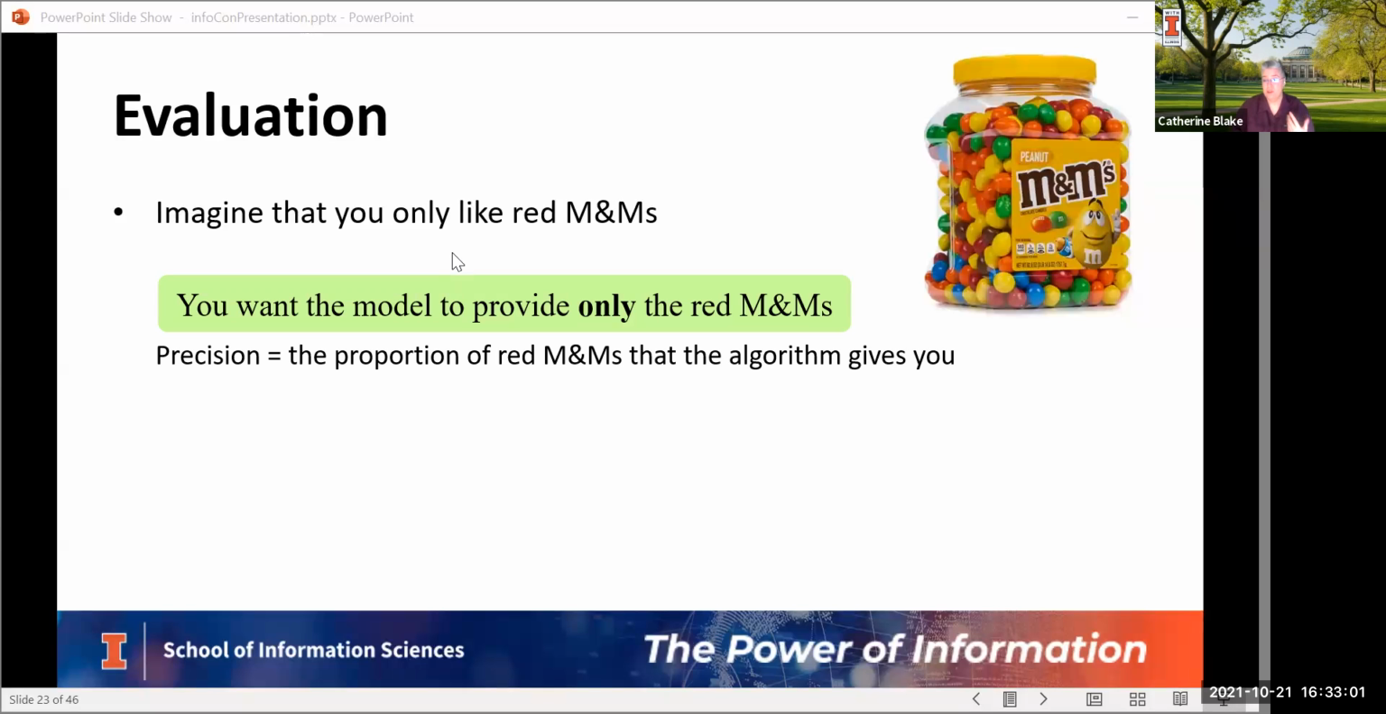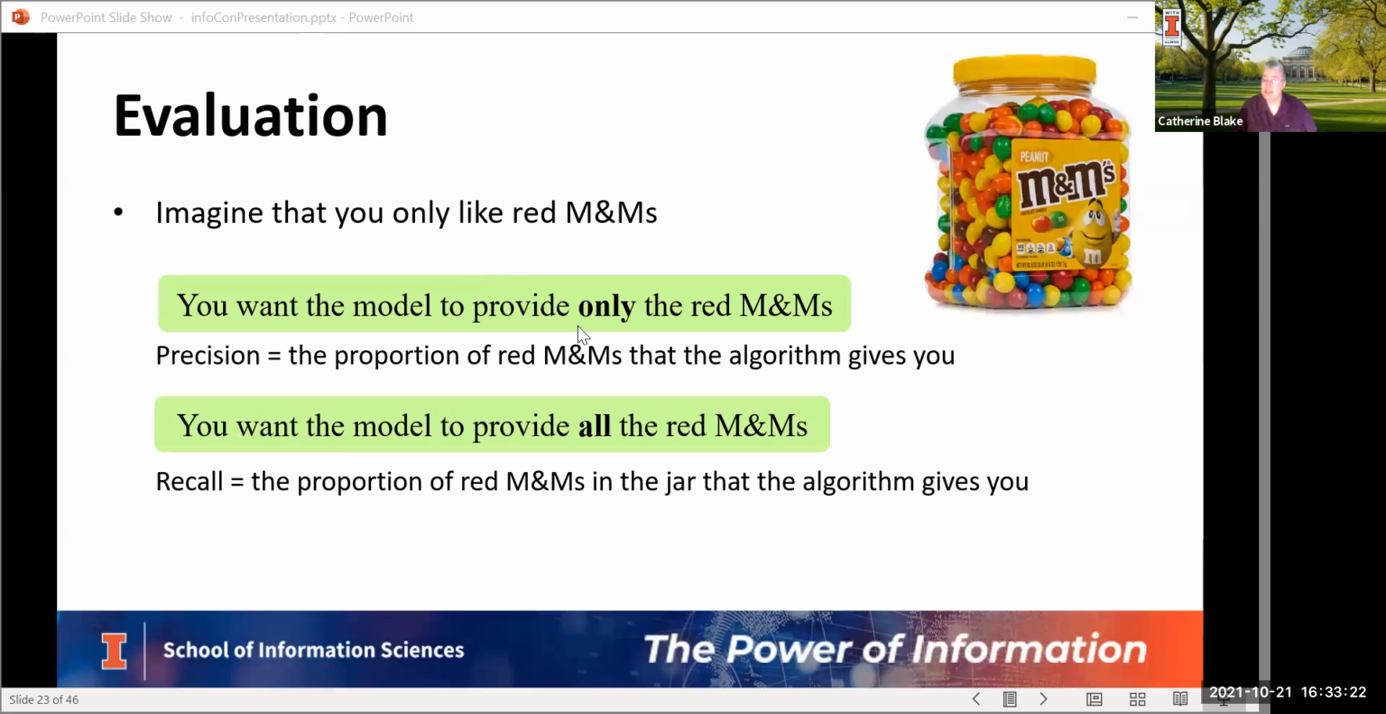What we call that is precision. So of the M&Ms that the model gives you, you want the red ones. It's the percentage of red ones from the M&Ms that the model gives you. The other thing is you don't want to miss any. You want all of the red M&Ms. That's the other part of the puzzle, and we call that recall. So all the red M&Ms in the bottle, we want to make sure we get every single one of them.